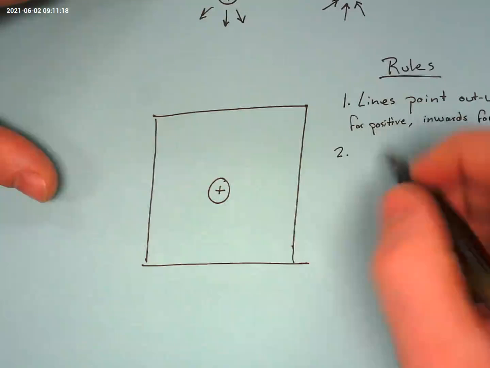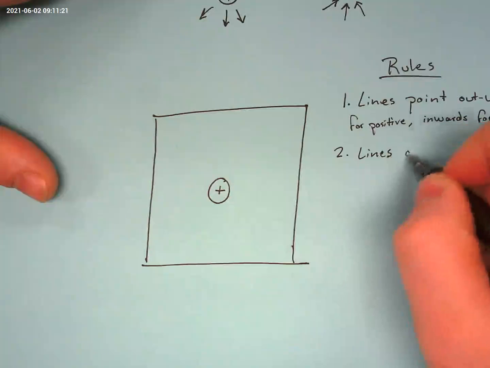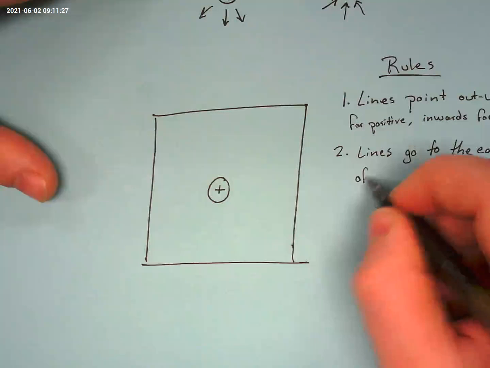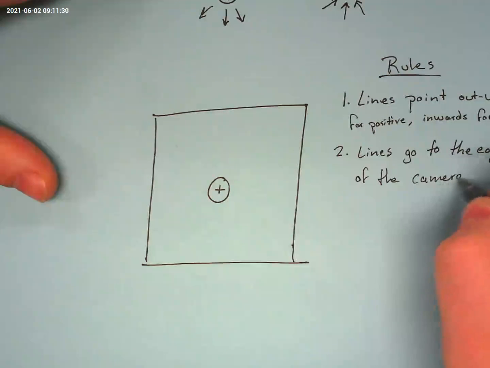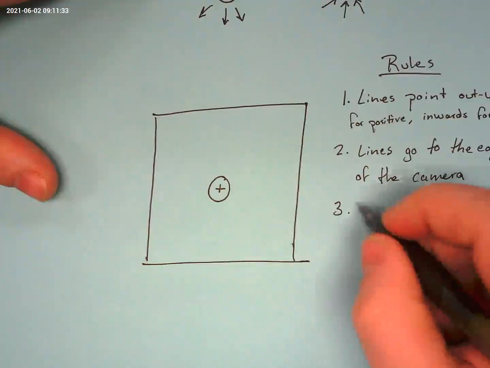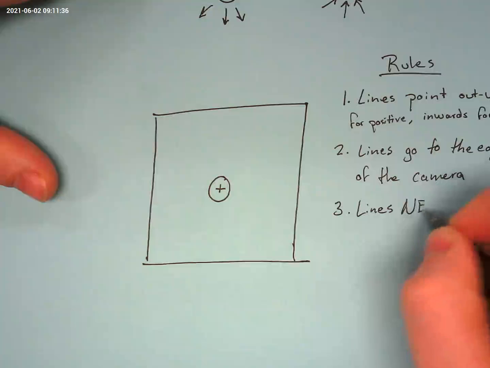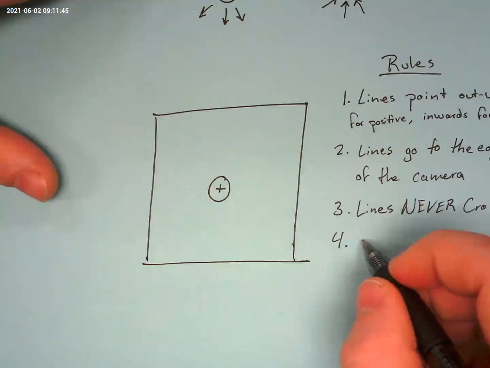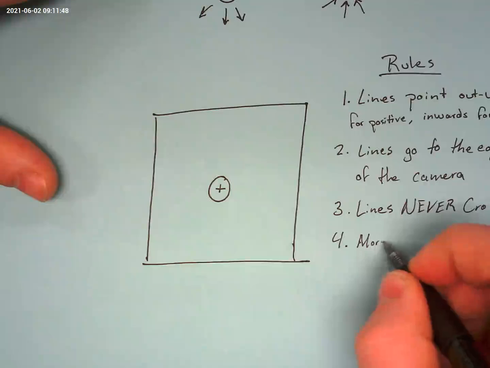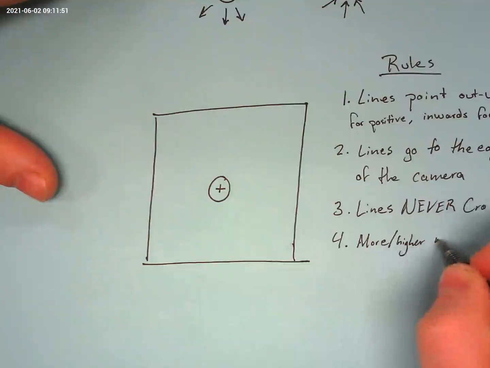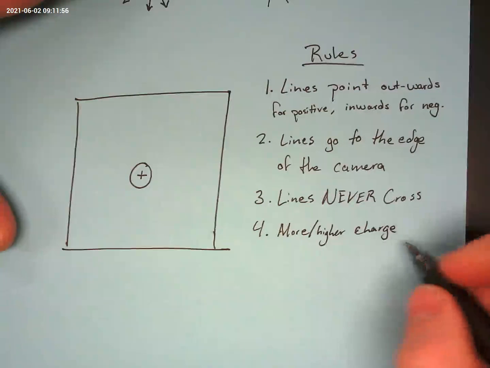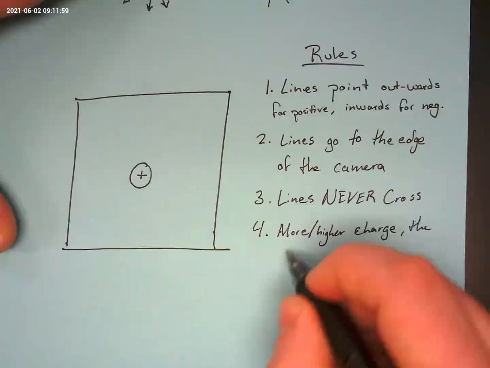Another rule that we have to follow: lines go to the edge of the camera. A third one: lines never cross. And where there's more or higher charge, this includes magnets too, the higher the charge, the more lines we draw.